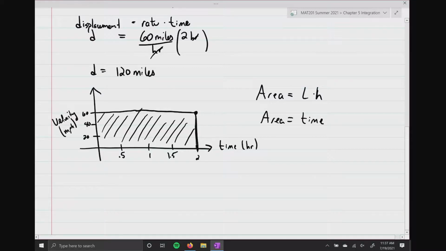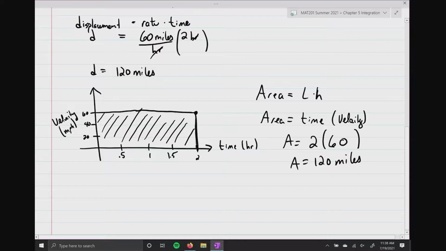My height is going to be velocity. So what we just found here is our time was 2 hours, our velocity was 60 miles per hour, and we came up with, excluding the units, of course, area equals 120. This area represents the displacement within our situation here. And that's what integration allows us to do.